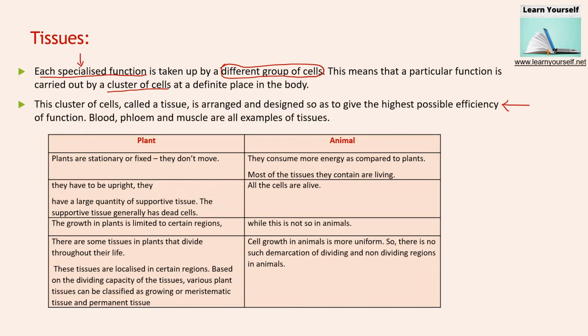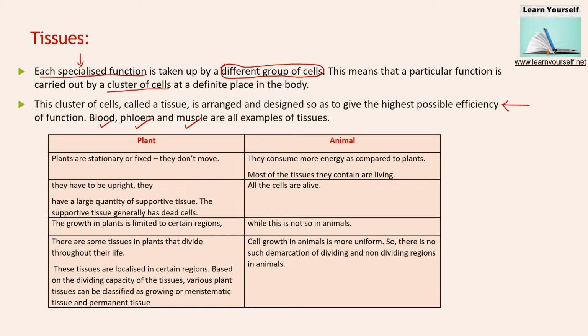Now what are examples of tissue? Blood, phloem and muscles are examples of tissues. Now we are going to see the difference between plant tissue and animal tissue at the structural level.